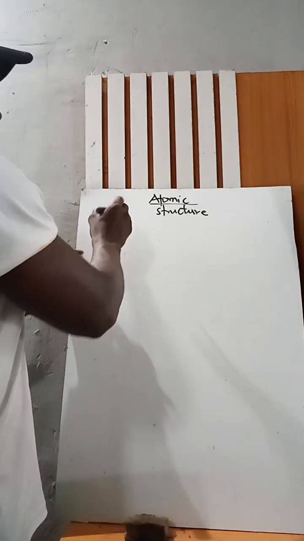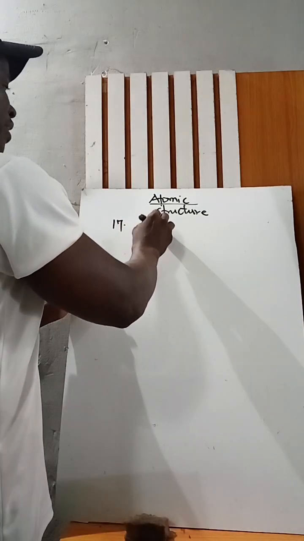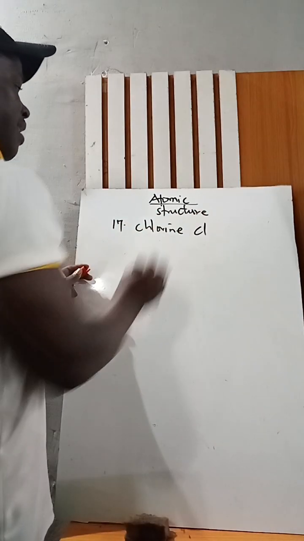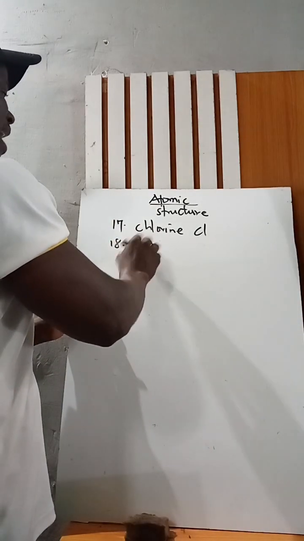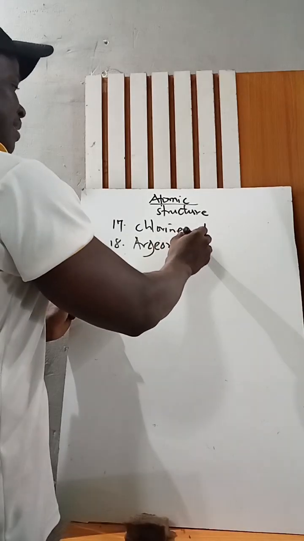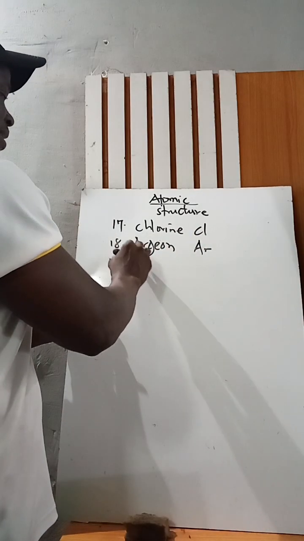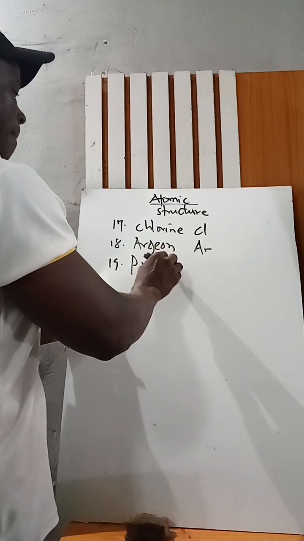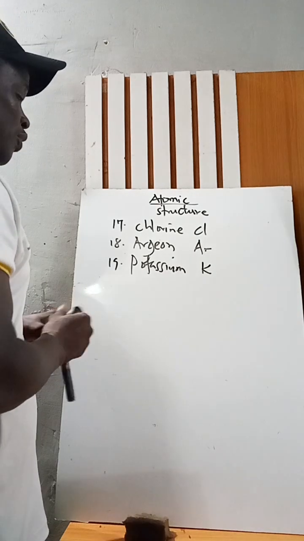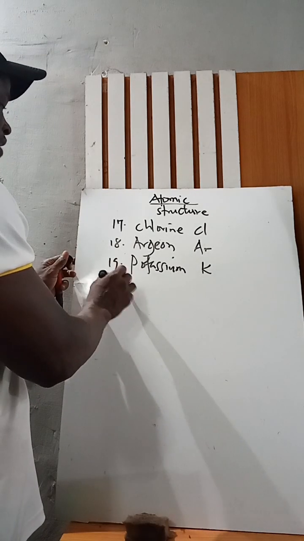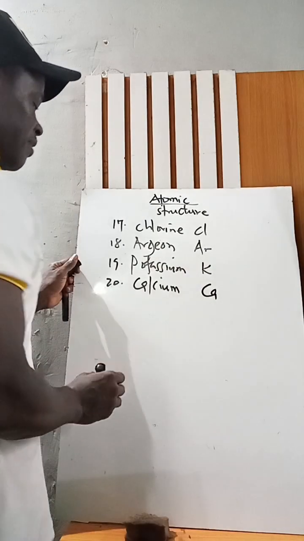Element number 17 is chlorine. Cl, that's the symbol. Element 18 is argon, that is Ar. Element 19 is potassium, symbol is K. Then you go to element number 20, which is calcium, symbol is Ca.